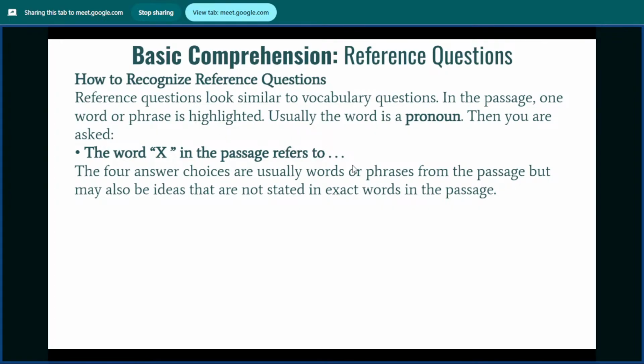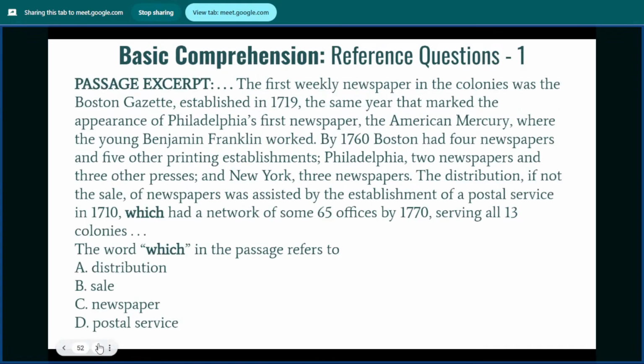Now here you have to understand which word it is referring to. This is how the question will be. For example, here you can see the word which is highlighted. So the word "which" is referring to what in this particular sentence? That's what they are asking you. Now if you see all the options which are given, they are mentioned somewhere in the sentence.